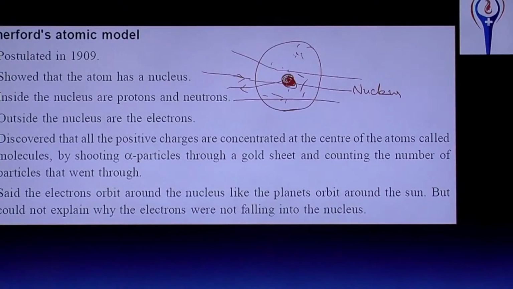Okay. And he said that the electrons orbit around the nucleus like the planets orbit around the sun, but he could not explain why the electrons were not falling into the nucleus. Electrons are negatively charged and the nucleus contains protons and neutrons, which is positive charge. So electrons and protons should attract. Nucleus charge is positive, electron charge is negative, so the electrons should be attracted by the nucleus, but they are not. Why? That is not explained by Rutherford. That's one of the drawbacks.